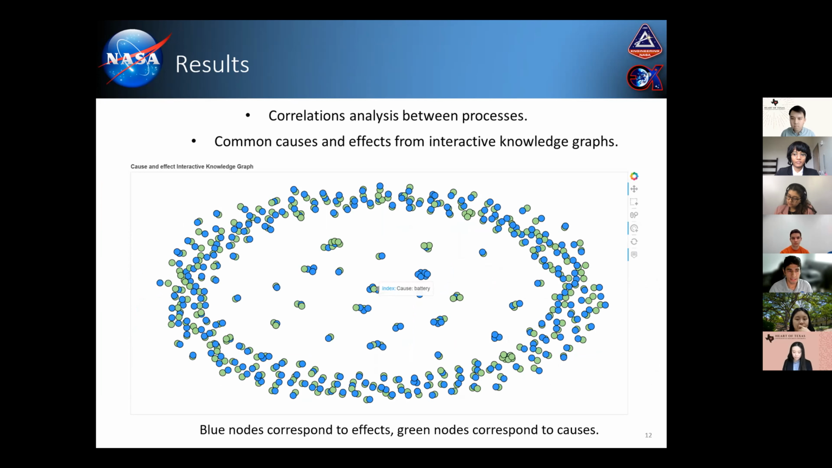Another thing is, whenever you cluster these causes and effects, right? The blue nodes correspond to the effects and the green nodes correspond to the causes. So whenever you plot them in these interactive knowledge graphs, you get this clustering that you can use to look at the source nodes, and these causes that generate multiple effects, those would be your root causes, right? And yeah, the correlation analysis that I talked about already.